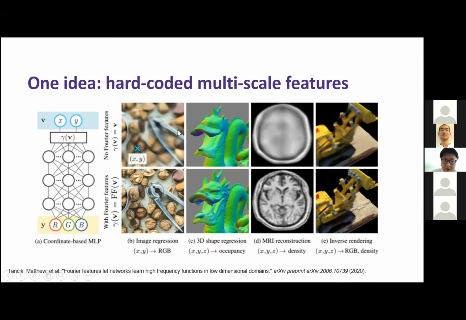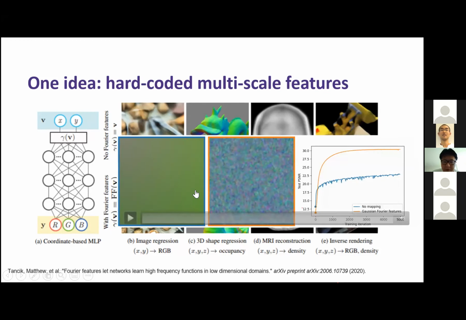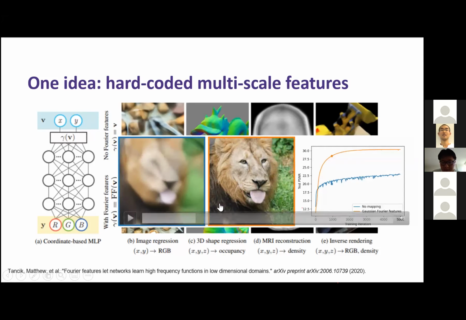The top row there is the result if you don't apply any hard-coded features: you will only learn the low frequency signals, no matter how long you train the network. For example, if you fit an image using x and y as the input, and the output is the RGB of the image, on the left is what you get with a vanilla feedforward neural network. On the right is what you get using hard-coded multi-scale features. As you can see, there is a significant difference in performance.